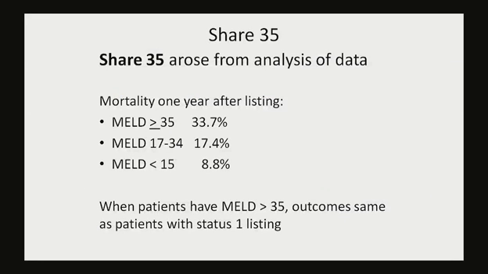Share 35 has changed things. Those patients, especially in the West Coast region, are not having low MELD scores. Everybody who's getting liver transplants tends to have MELD between 33 and 40. Some liver cancer patients are getting organs from high-risk donors. High MELD scores in acute liver failure patients are at the top of that list.